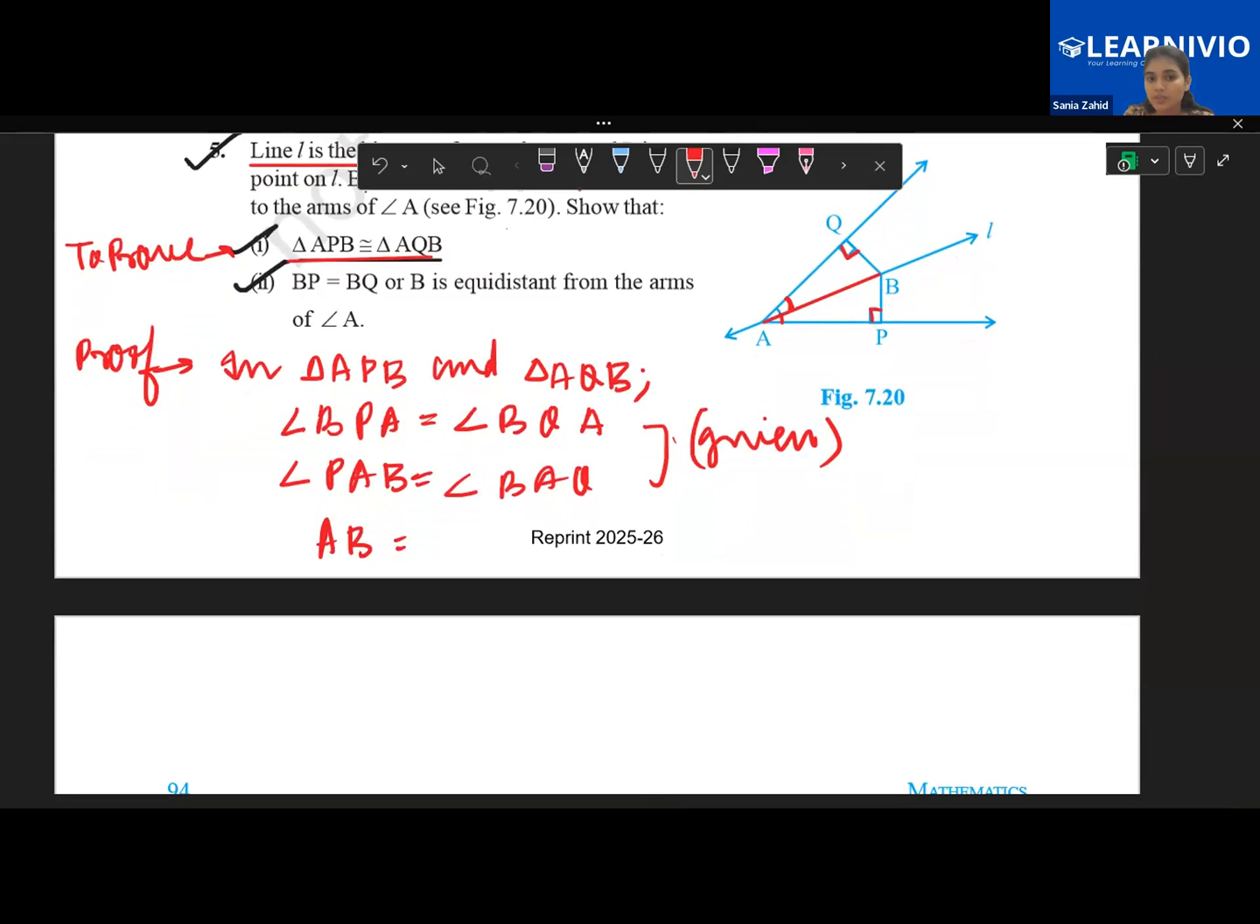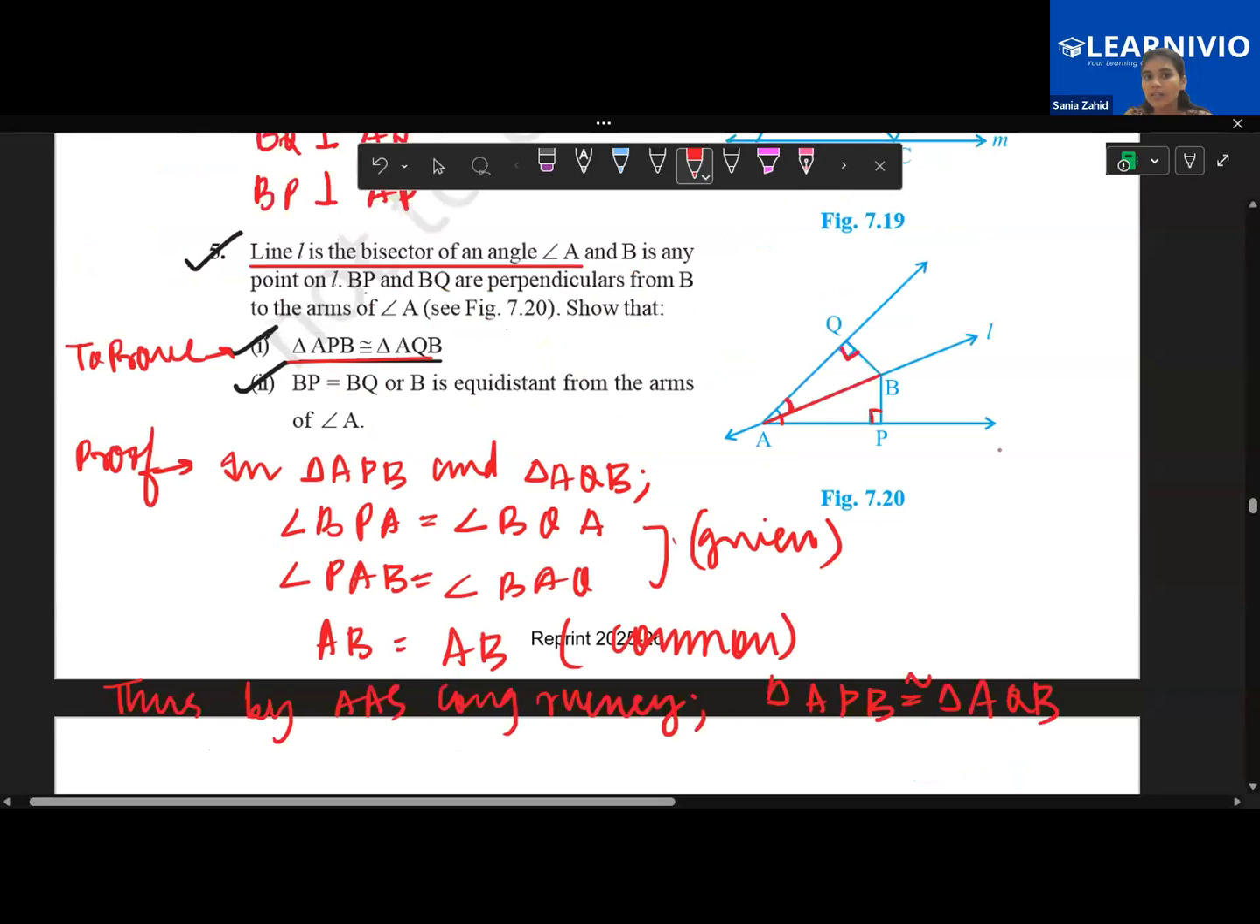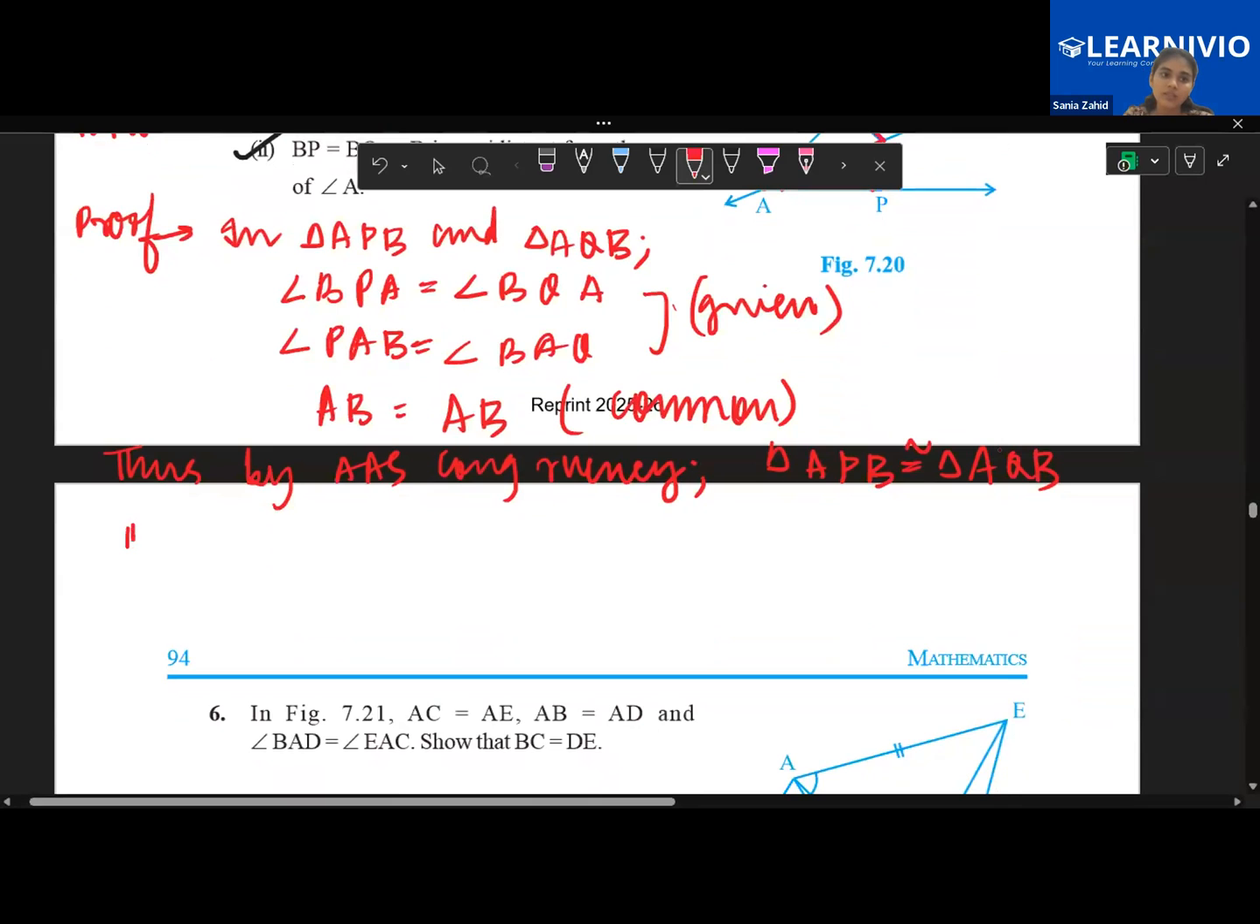AB is equal to AB because it is a common line in both of them. So write common. Next, you can say thus by AAS congruency, triangle APB is congruent to triangle AQB. Now, what was the second part? B is equidistant from the arm. So basically, now you can say BQ is equal to BP by CPCT. So second part, BQ is equal to BP by CPCT.